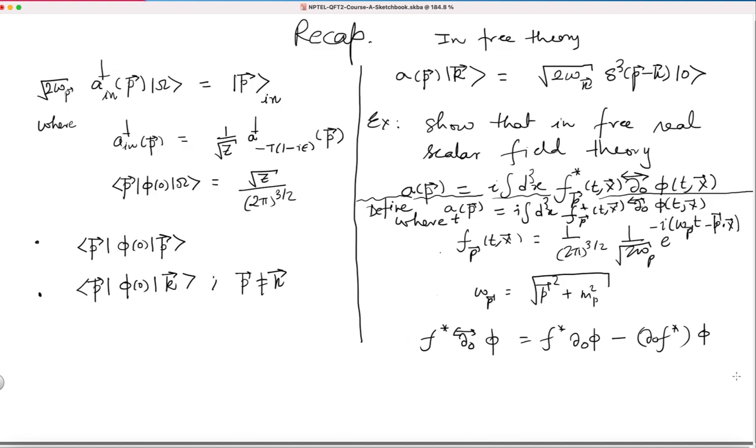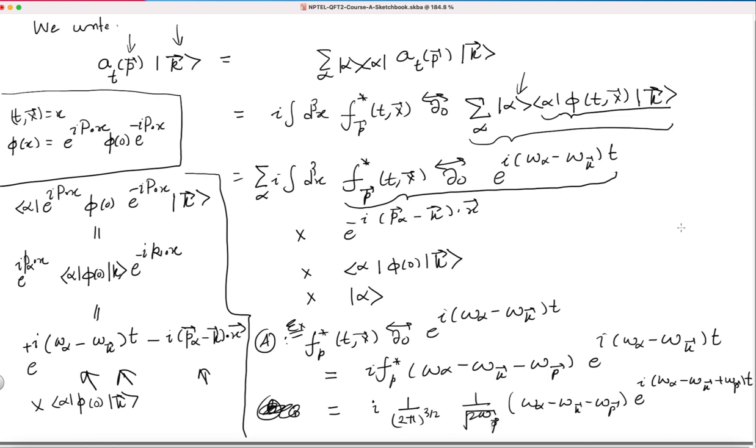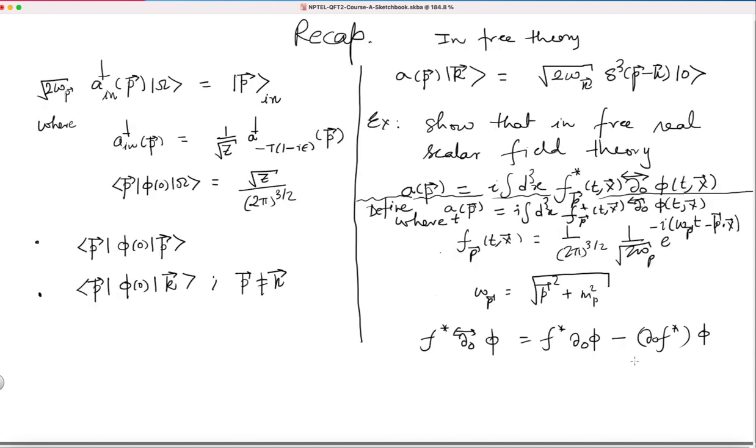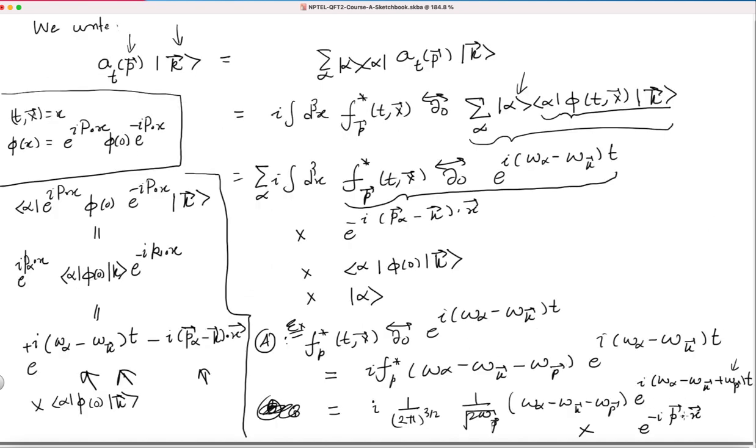Why? Because here f_p has e to the minus i omega p t. So if you take f star, it will become e to the plus i omega p t, and that's why I have written e to the plus i omega p t. Okay, and then you still have the space dependence, which is e to the minus i p dot x. Let's go back. Here you have e to the plus i p dot x, because minus i times minus is plus i, and when you take a complex conjugate, it becomes e to the minus i p dot x.